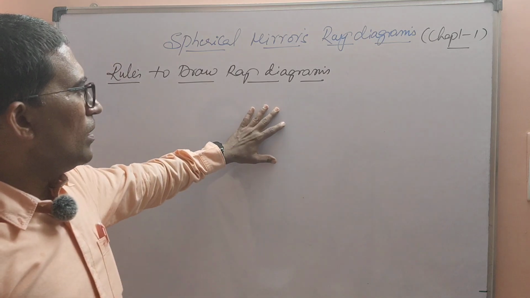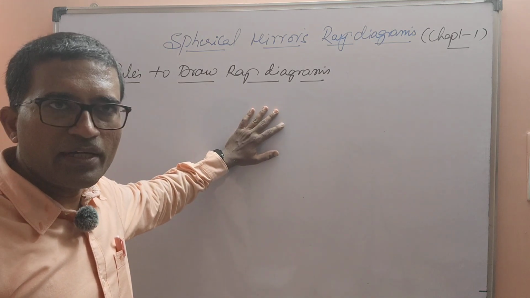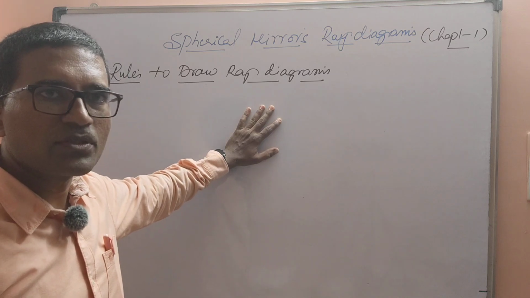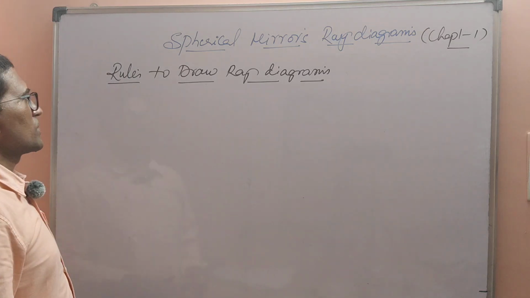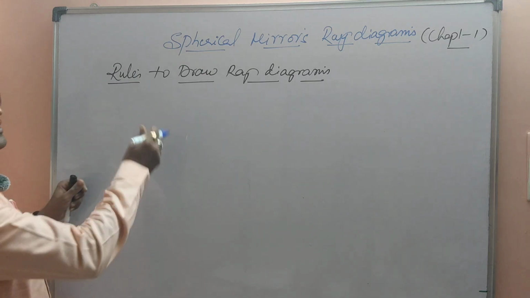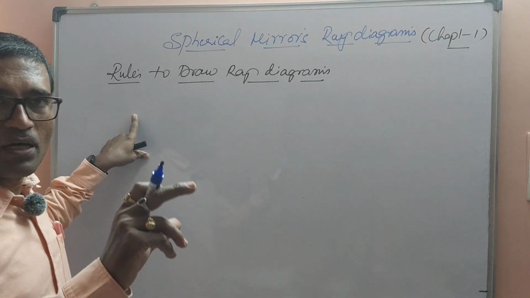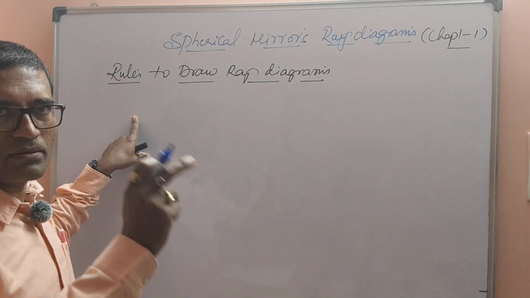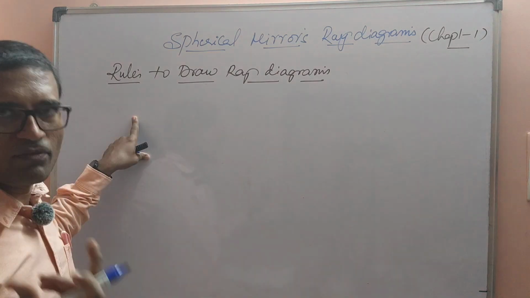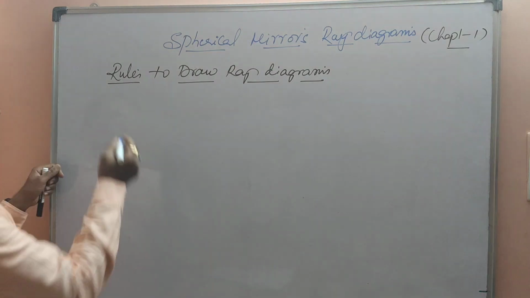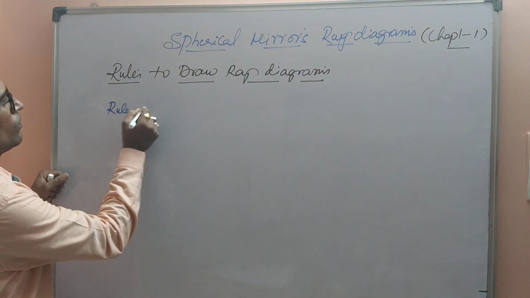Before having an idea about drawing ray diagrams, we should know the rules pertaining to ray diagrams in case of spherical mirrors. Rules to draw ray diagrams. In this, first we'll be discussing the behavior of the incident rays. If the incident ray is propagating in one particular manner, how the reflected ray will behave in case of both concave and convex mirrors. First, I am talking about rule 1.